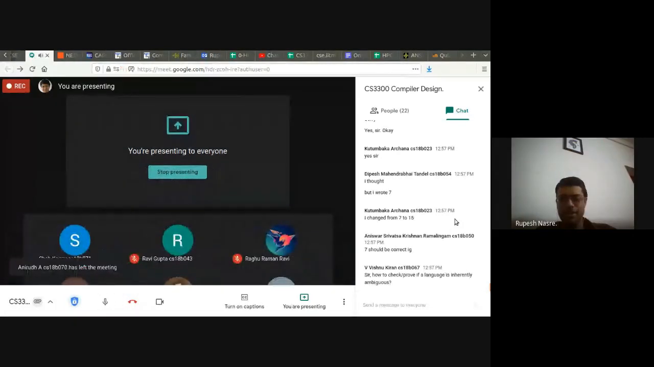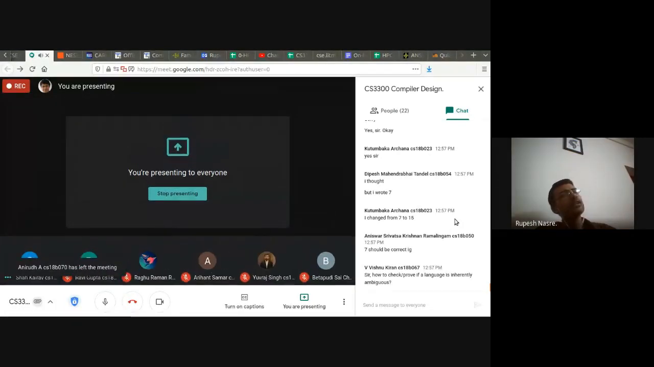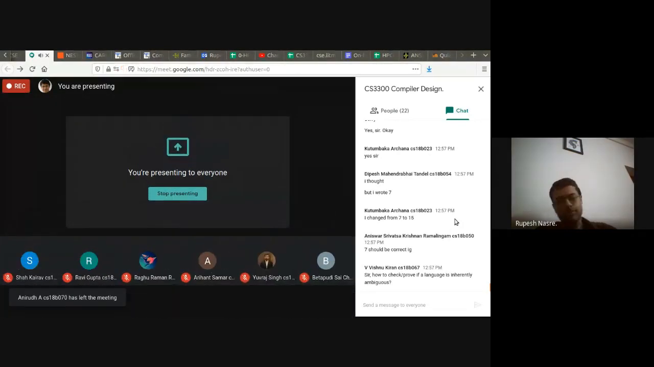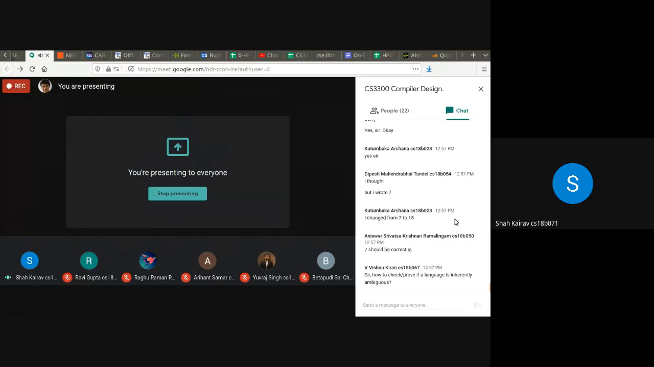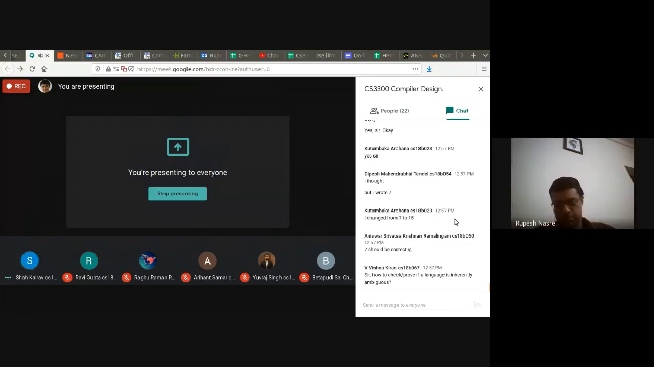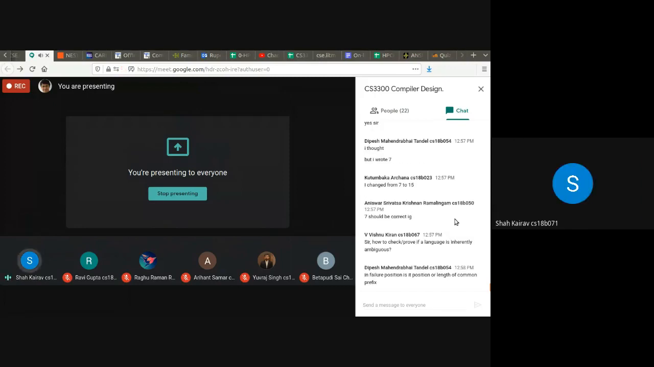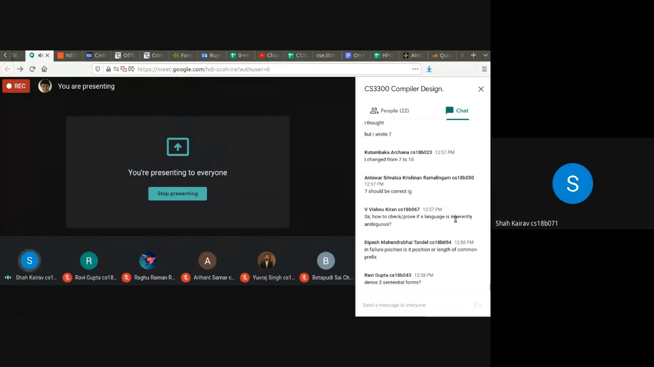Okay, how to check if a language is inherently ambiguous? Yeah, that answer I don't know. How to find out if so that is undecidable, right? You cannot do that. Checking ambiguity of a language is an undecidable problem. I am not recalling this, but if Cairo says it is undecidable, then it should be. I remember it was in the first chapter of that ALSU book.